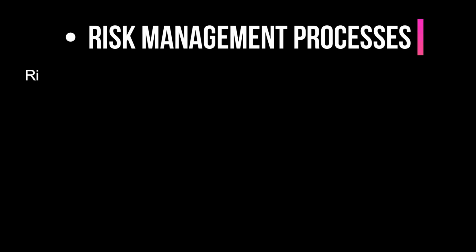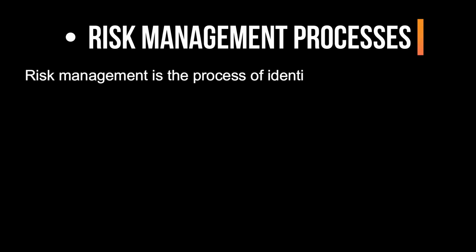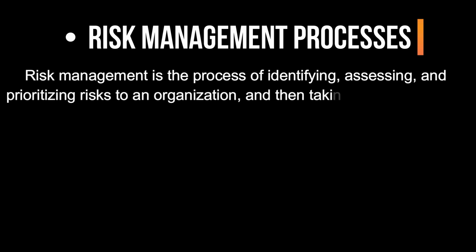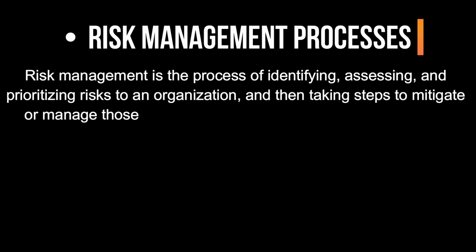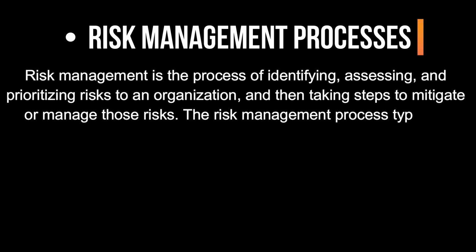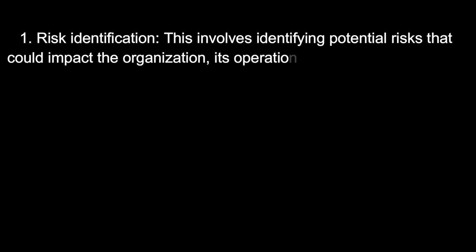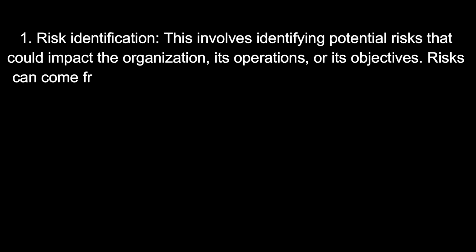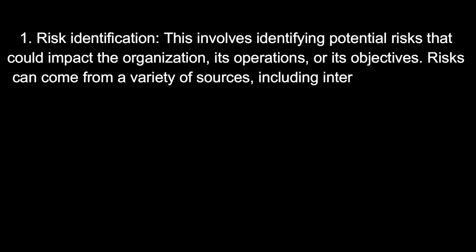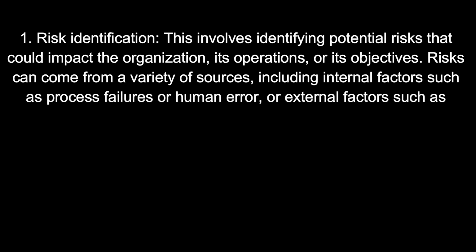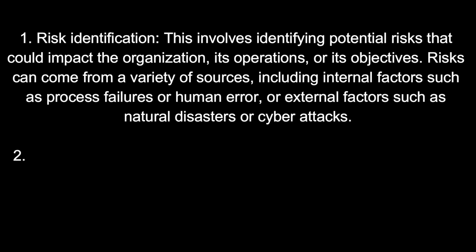Risk management processes. Risk management is the process of identifying, assessing, and prioritizing risks to an organization, and then taking steps to mitigate or manage those risks. The risk management process typically involves the following steps. 1. Risk identification. This involves identifying potential risks that could impact the organization, its operations, or its objectives. Risks can come from a variety of sources, including internal factors such as process failures or human error, or external factors such as natural disasters or cyber attacks.